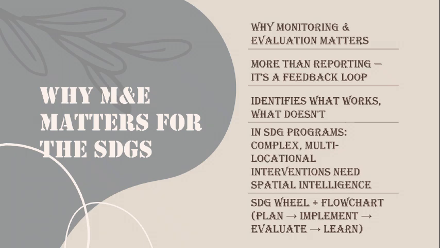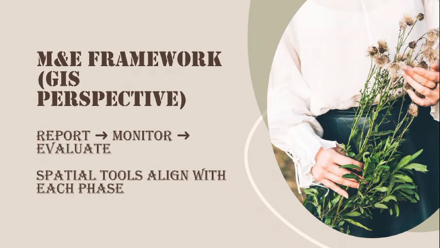M&E framework: report, monitor, evaluate. Let's break down the three layers of M&E from a GIS perspective. 1. Reporting: getting data from the field. Reporting begins with data collection. This could mean surveys, high-accuracy GPS mapping, satellite imagery, or drone data. The key is collecting accurate, timely, and geotagged data.